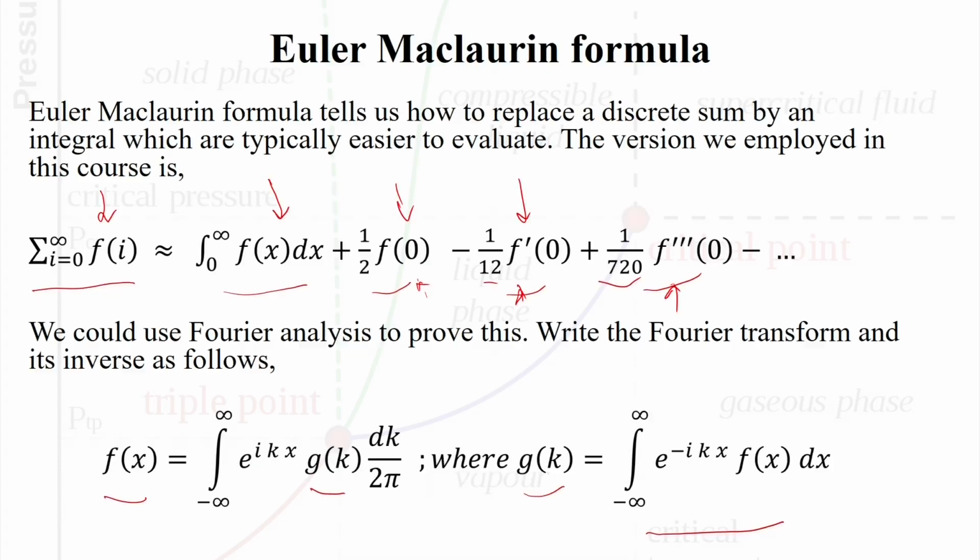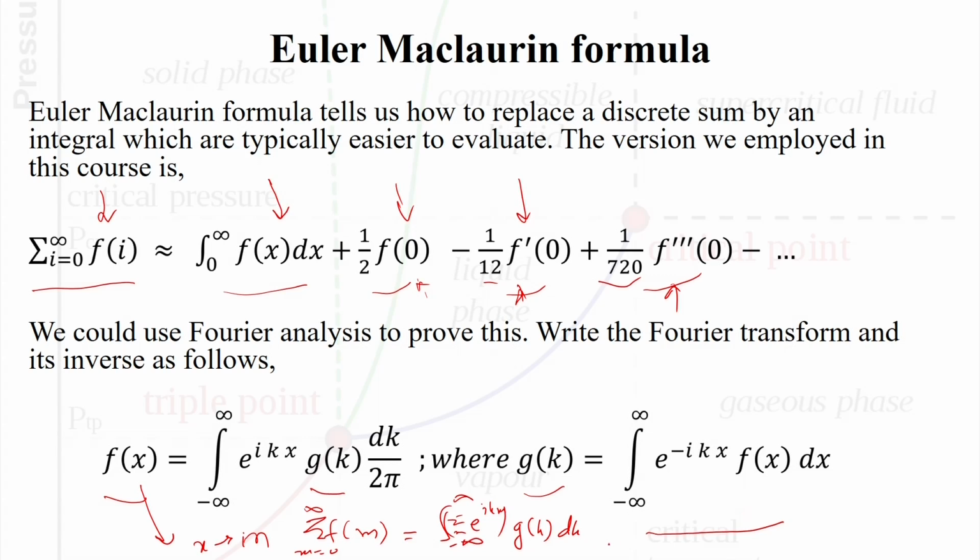Okay, I skipped a slide. Look, I am going to replace x by m. So f of m is going to be the integral of e raised to i k m g of k dk. Then I am going to sum over all the m's from 0 to infinity.